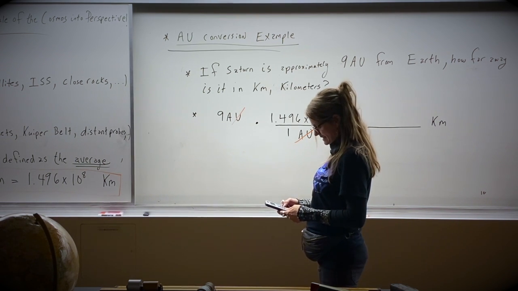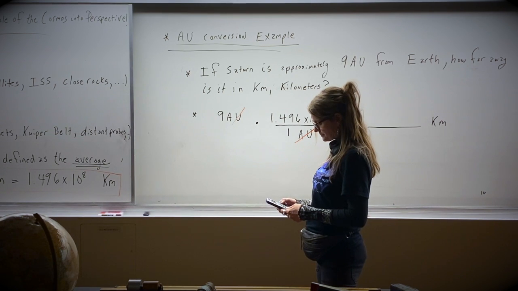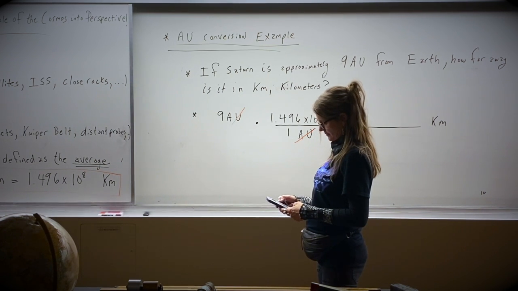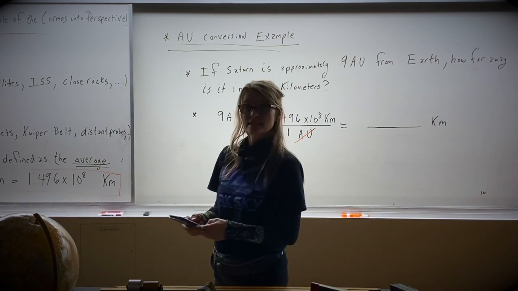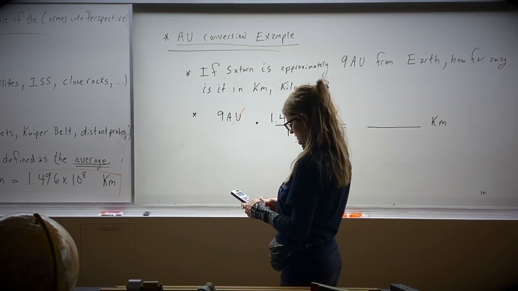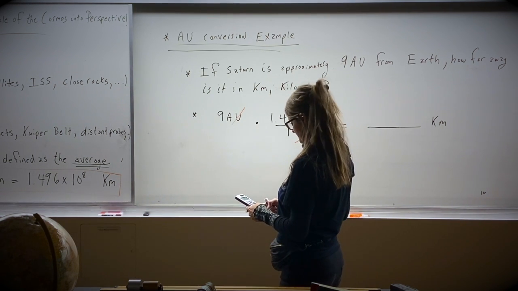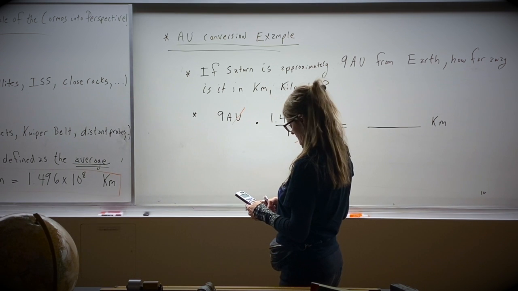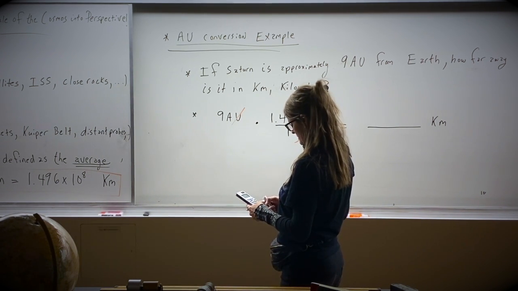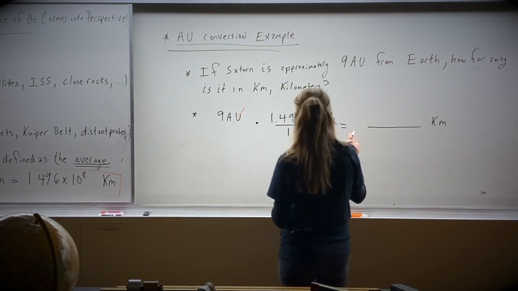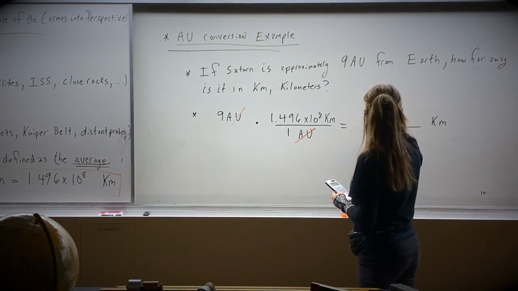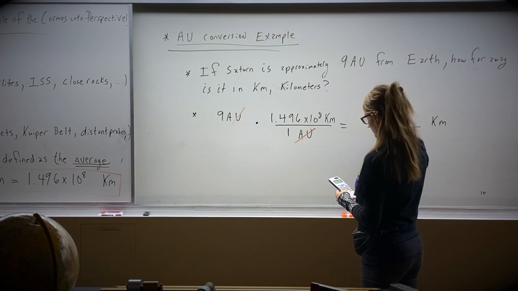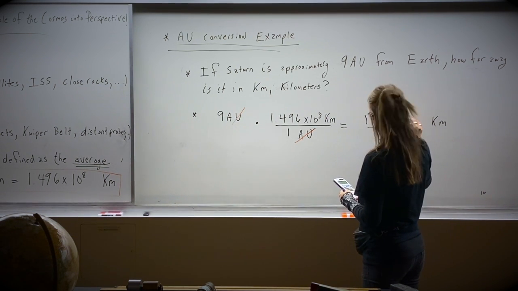For my power of 10, my scientific notation here. In this calculator I actually have a button that says times 10 to the power of. So 1.496 times 10 to the power of 8, and then I'm going to multiply by 9. I could do multiplication anywhere. And I get this value, a very, very large number. And this gives it to me with all the zeros: 1, 3, 4, 6, 4, 0, 0, 0, 0, 0.